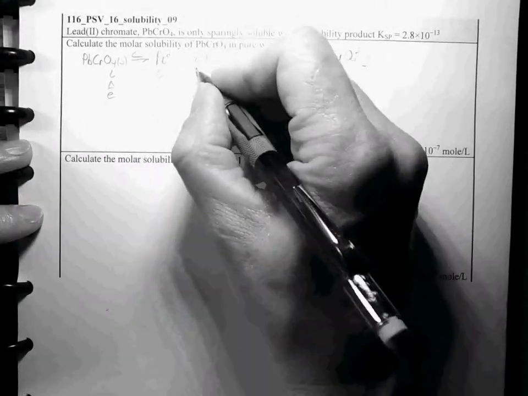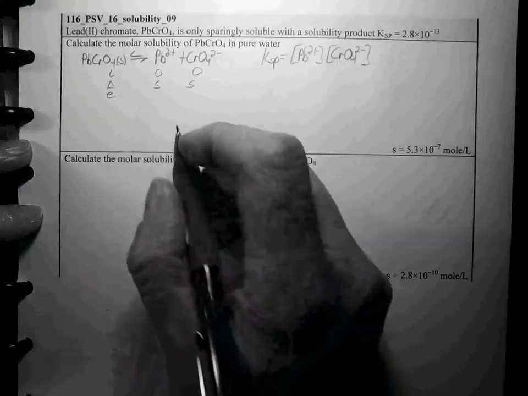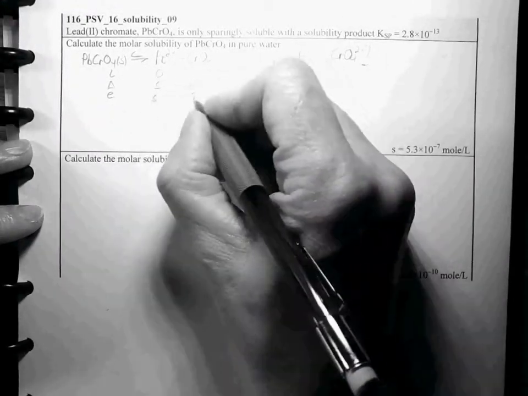Our solid doesn't appear. We assume we don't have any of the either ion to start. Each S moles of lead chromate produce S and S moles of Pb2+ and chromate. Equilibrium is the initial plus the change.